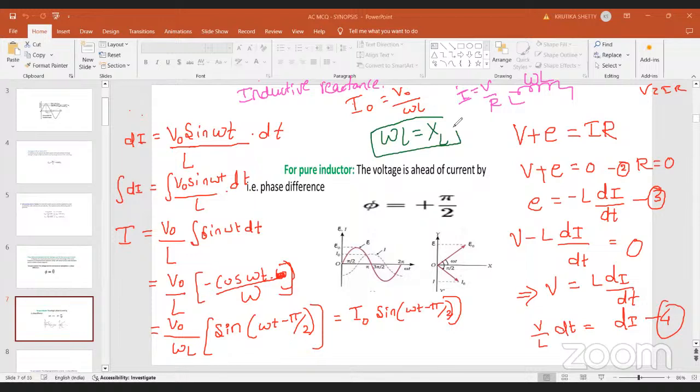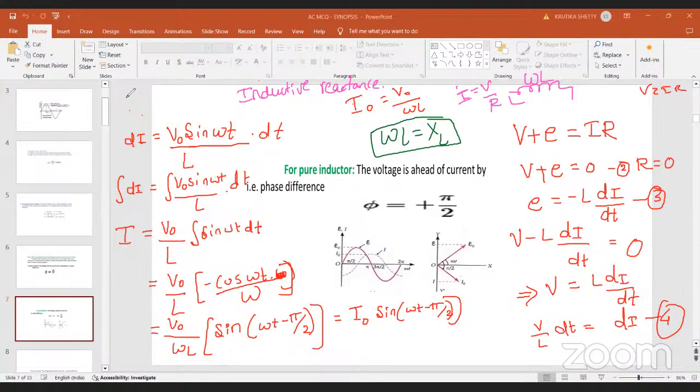Just for symbol we take it as XL. XL is nothing but inductive reactance. Any doubt in the given derivation?